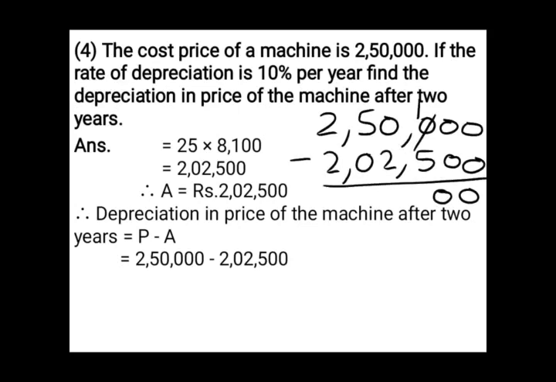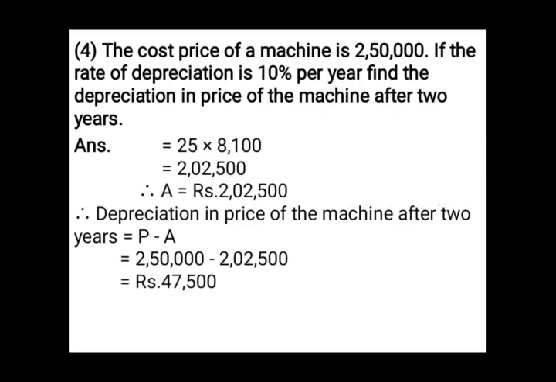0 minus 5 is not going, so you have to take this 10. And here becomes 9. And here becomes 4. Okay. 10 minus 5, 5. 9 minus 2 is 7. 4 minus 0 is 4. After subtracting the number 2,50,000 minus 2,02,500, the answer is 47,500. That is equal to rupees 47,500.